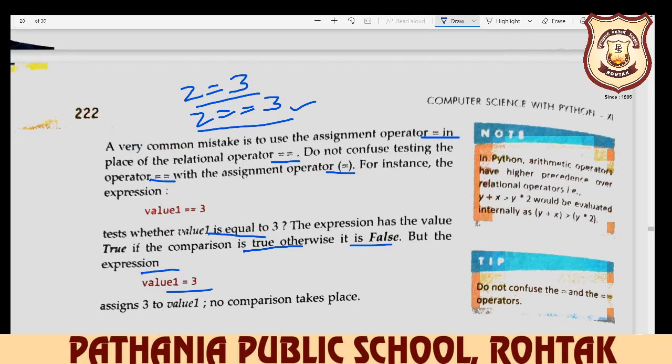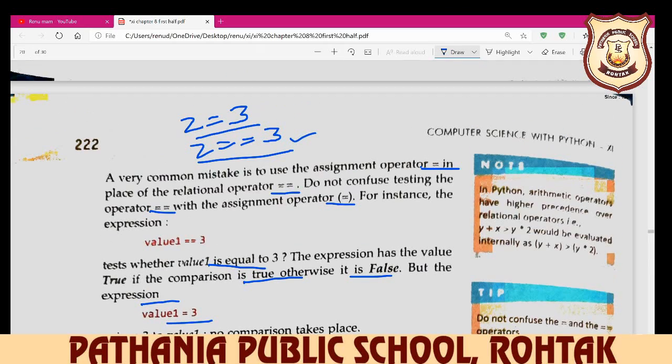Hope everyone is clear on the relational operators here, and don't be confused between the assignment operator and the equal operator. Your six relational operators are: less than, less than or equal to, greater than, greater than or equal to, equal to, and not equal to.